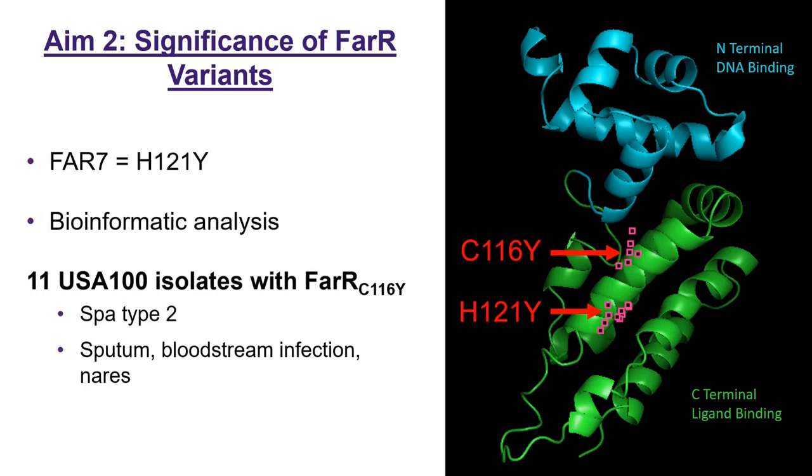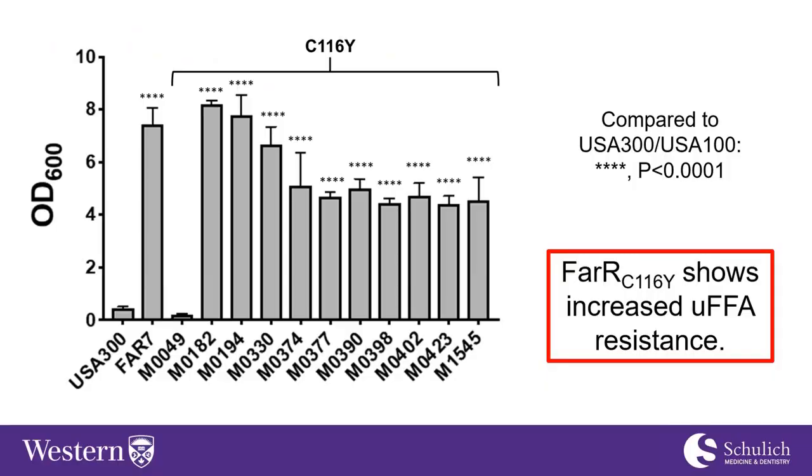The isolates are from the Broad Institute at Harvard and are representative of a wide range of locations such as sputum, bloodstream, and nares. Since the position of the mutation and substitution for a tyrosine residue are similar between the H121Y and C116Y mutants, we suspect they will share a similar phenotype of increased UFFA resistance. Total MIC of the FAR-R C116Y isolates in the presence of linoleic acid demonstrated increased growth shown by OD600 and UFFA resistance compared to USA 300 for all isolates except M0049. Sequencing revealed that M0049 does not possess the C116Y substitution, thus it possesses wild-type FAR-R and should display UFFA resistance comparable to USA 300.